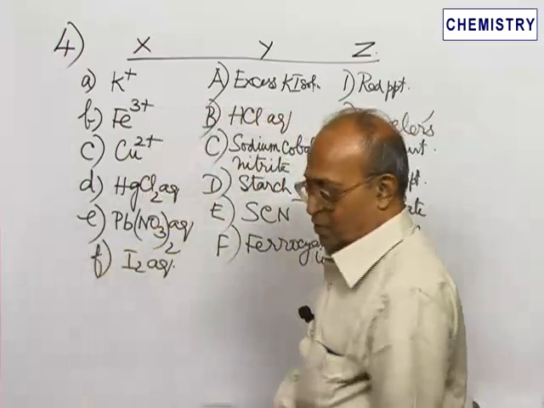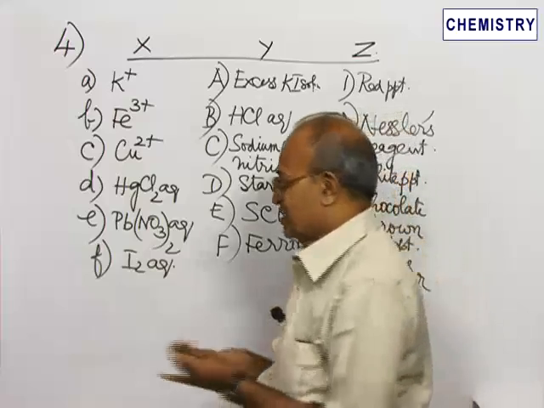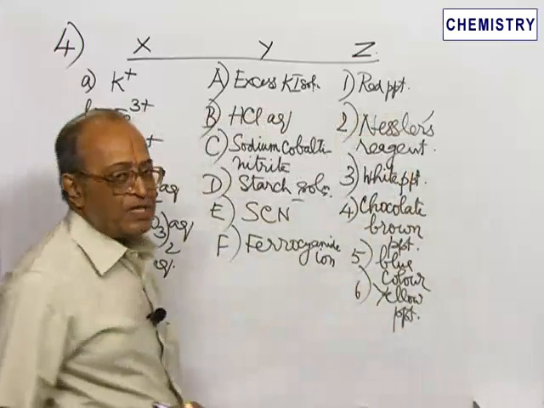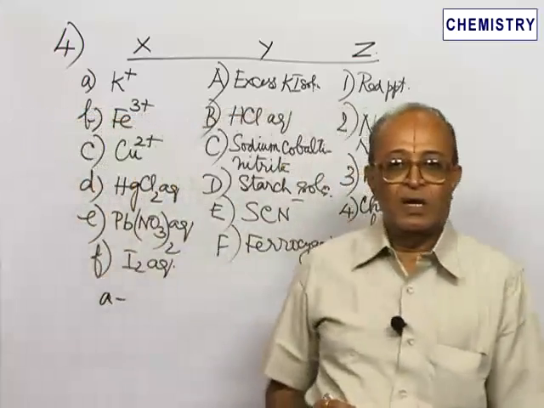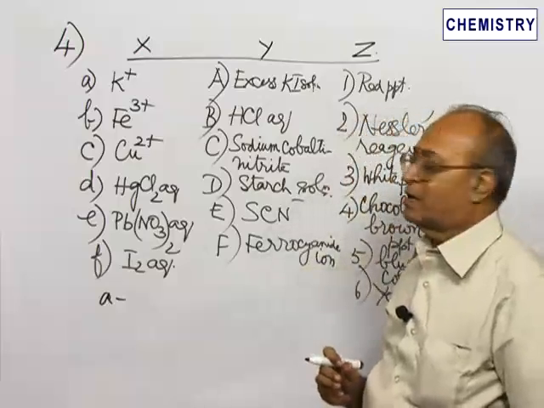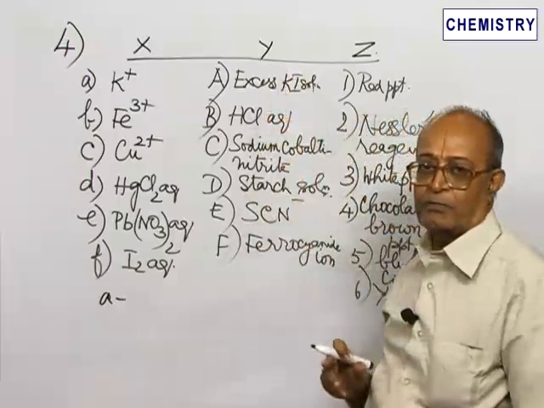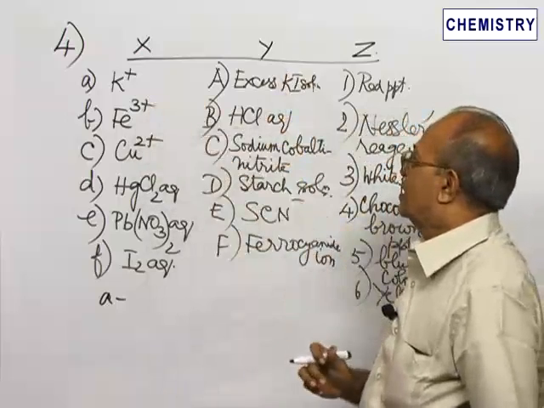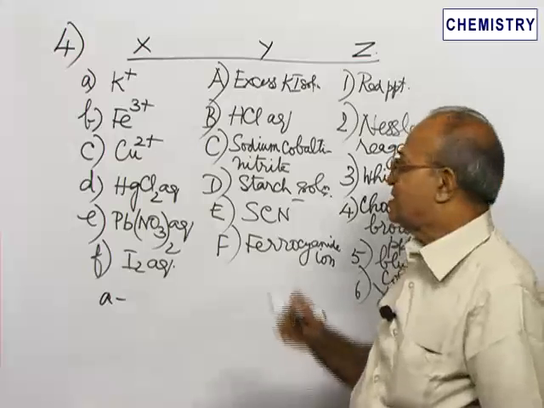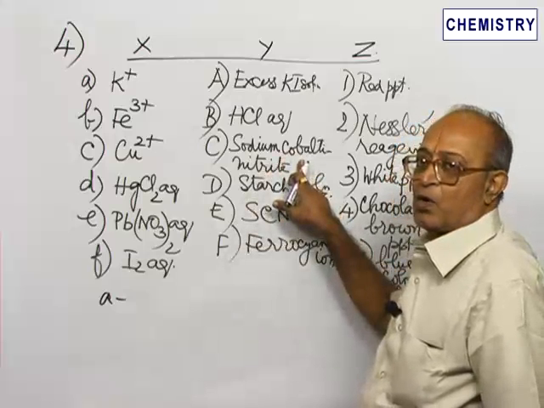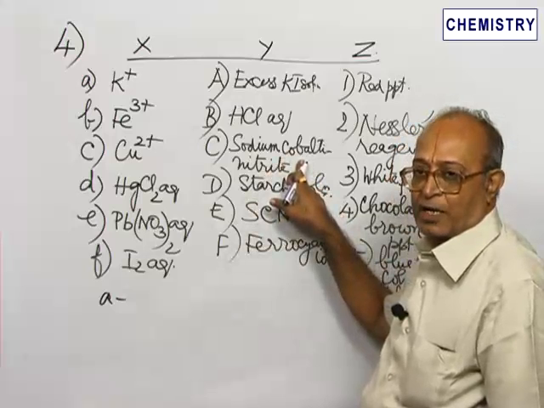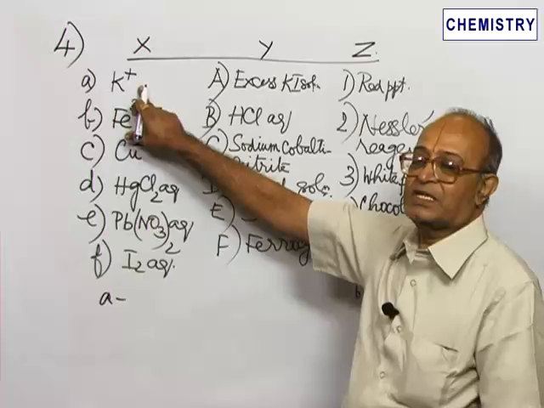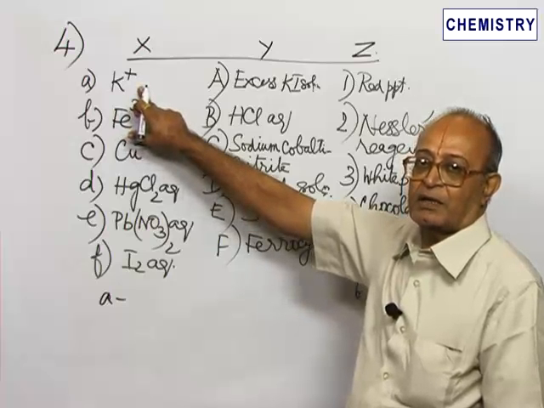Now, if you notice here, first let us consider A, K plus ion. For K plus ion, look at column Y. What will be the reagent which will react with K plus ion? It is sodium cobalti nitrite. This is the reagent for testing the presence of K plus ion.